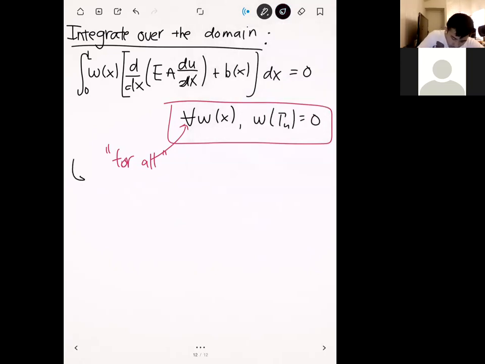Okay. And so what I'm going to do at this point is separate it into two integrals. We have an integral on our derivative term, and then we also have our integral on our body force.